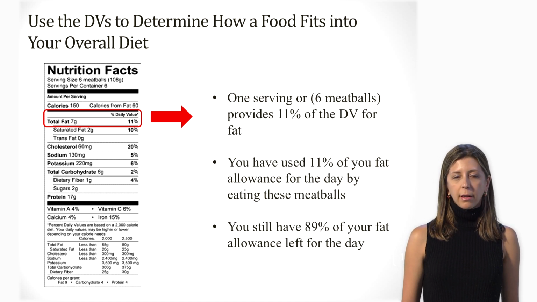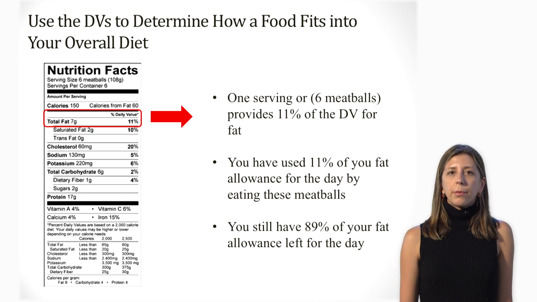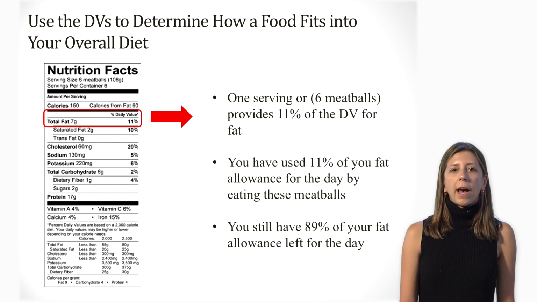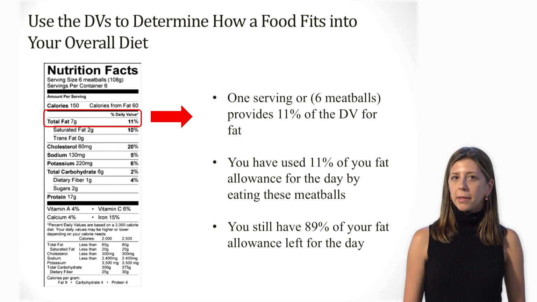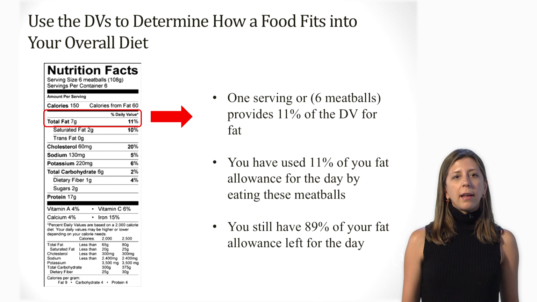Well, again, I think about it as like a food budget, right? Everything should add up to 100. So you can interpret it as you've used 11% of your fat allowance for the day by eating about 6 of these meatballs or 1 serving. And then you could flip that around and take that, subtract 11 from 100 and say you still have 89% of your fat allowance left for the day. So that's how I like to think about it. But again, remember fat, saturated fat especially, one of those things that we kind of want to aim lower for. So if that doesn't add up to 100 for fat, not a huge deal. You should be aiming a little bit lower.